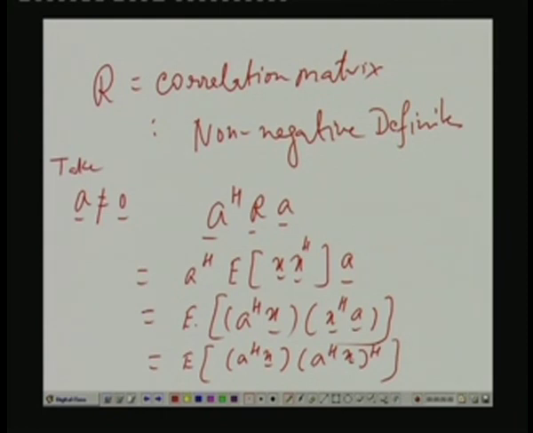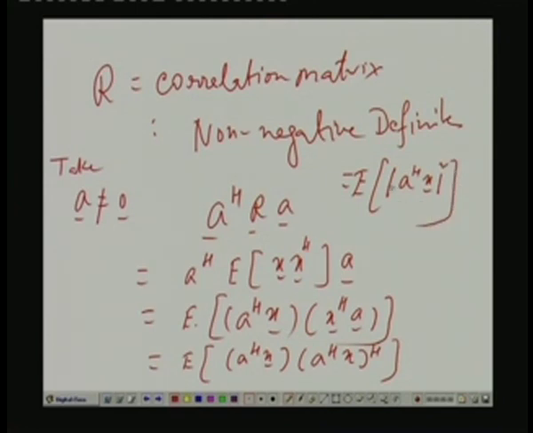If you take A Hermitian X and take the Hermitian transposition of that, X Hermitian comes first, and A, which is A Hermitian transposed, comes second. Remember that A Hermitian X is actually a scalar number, so there is no transposition involved here, only complex conjugation, which gives rise to E of mod A Hermitian X square.